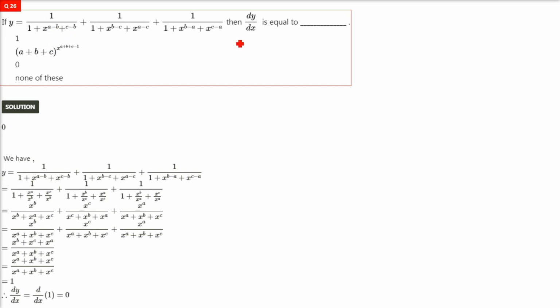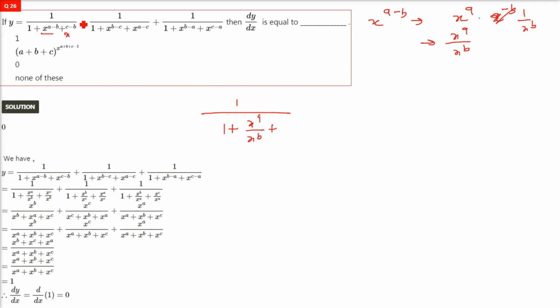Now let me take one of these. So I am taking the denominator now. x to the power a minus b can be written as x to the power a into x to the power minus b. That is x to the power a, and this x to the power minus b comes in the denominator, so we have x to the power b. So x raised a divided by x raised b. So the denominator will become 1 plus x to the power a by x to the power b. This x to the power c minus b will be x to the power c by x to the power b. Others also will be the same thing, 1 by 1 plus x raised b by x raised c.